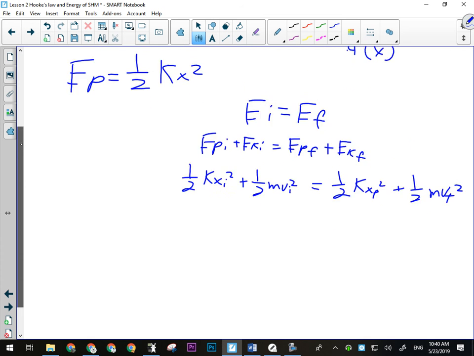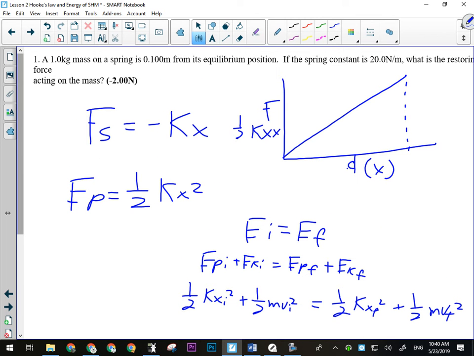All right, so what I want you to do is try this question here. It's a Hooke's law question. Just see how you do on that one. It's like the easiest Hooke's law question ever. And then we'll look at a couple of other ones here that are more conservation of energy type questions.